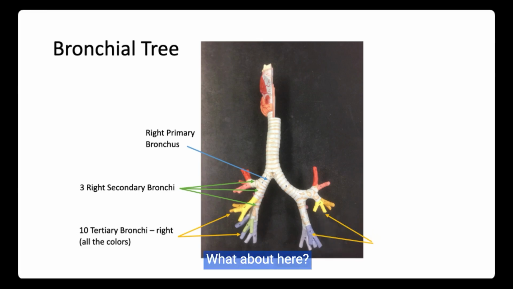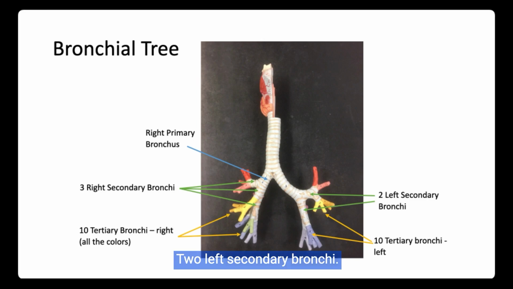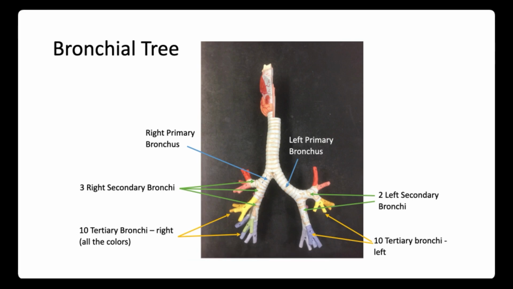What about here? Good. 10 tertiary bronchi on the left. Here. That's right. Two left secondary bronchi. What about here? Right on. Left primary bronchus. Here. Good. Trachea.